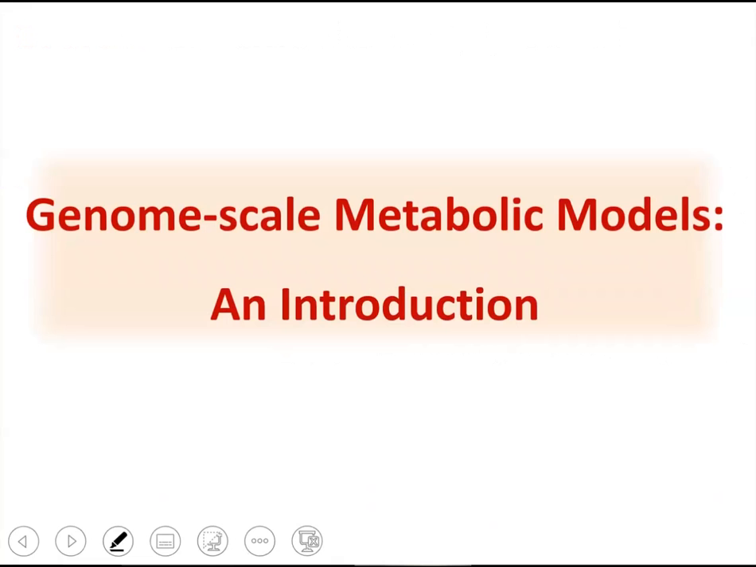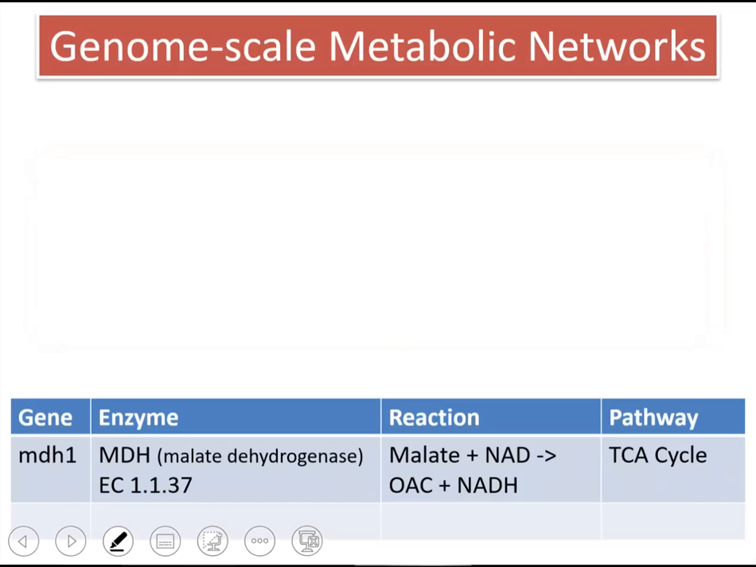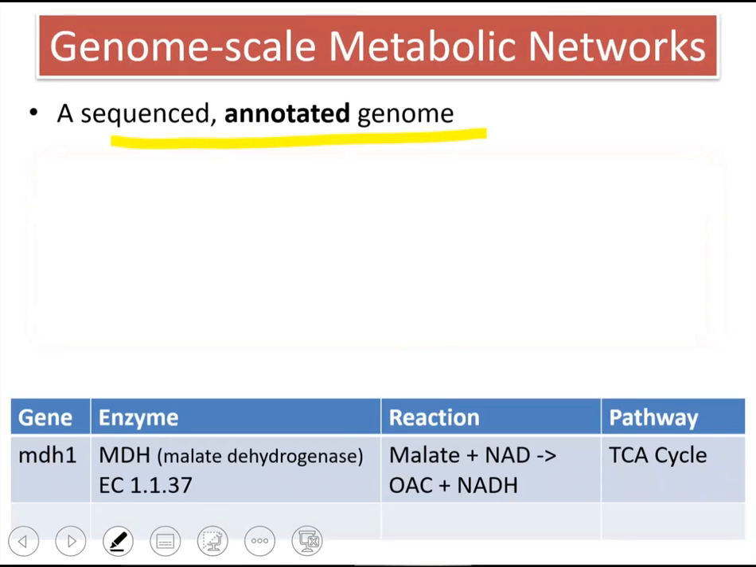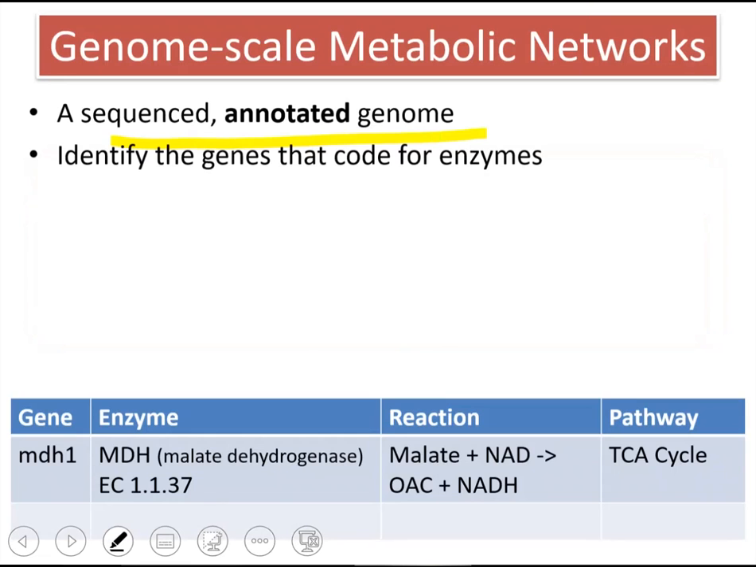Now, I will make an introduction to genome-scale metabolic models via an overview of the literature. Genome-scale metabolic networks link a sequenced annotated genome to metabolism. So for this, in a genome of an organism, all the genes that code for it are identified first.